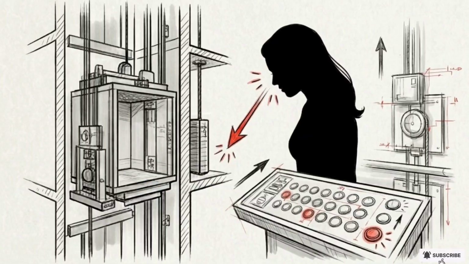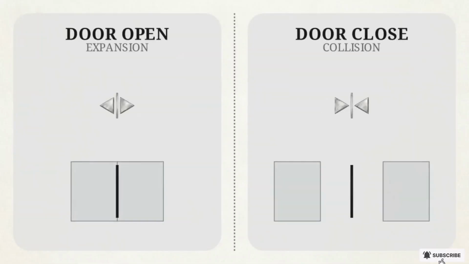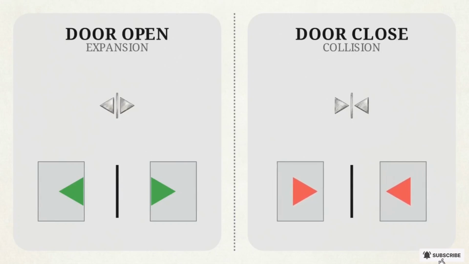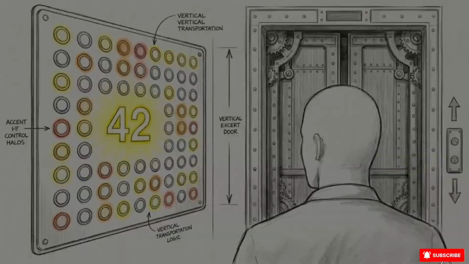Reiterate the check from the hallway. Look for the visual feedback loop. The destination button will illuminate to confirm your target is locked. This diagram deconstructs the visual logic separating the manual door overwrite symbols. Triangles facing away from the center line illustrate expansion, commanding the doors to open. The triangles facing inward demonstrate collision, commanding the doors to close. Mastering the COP gives you direct control over the machine's final trajectory.